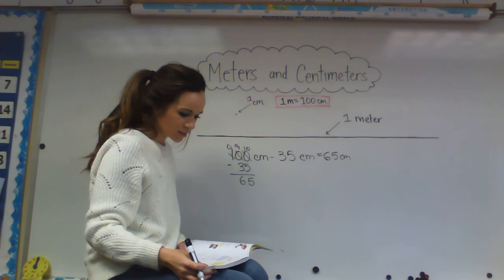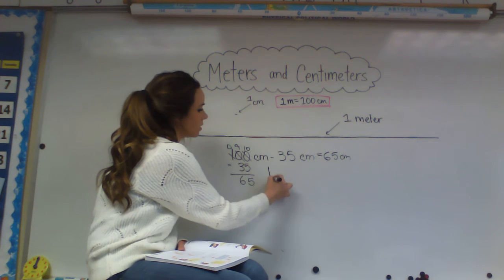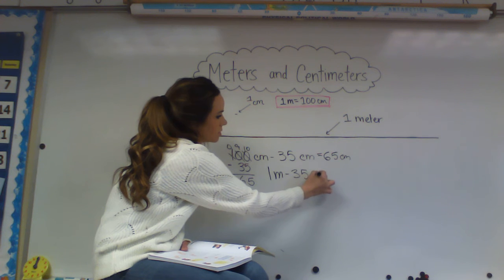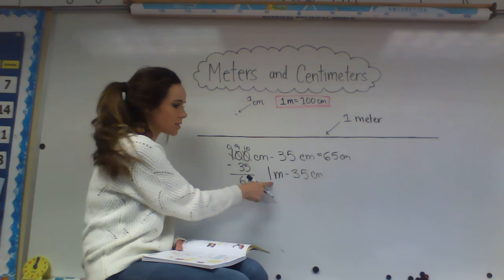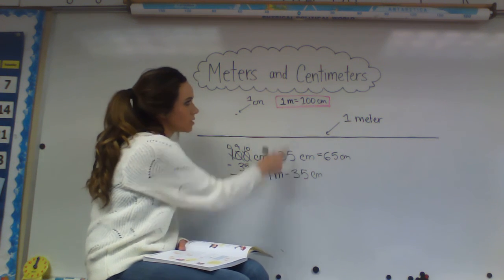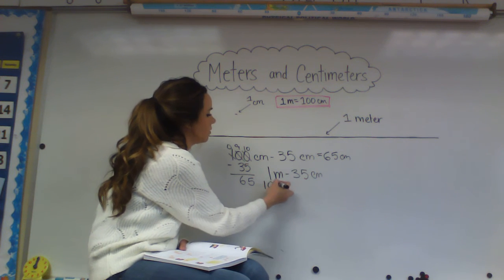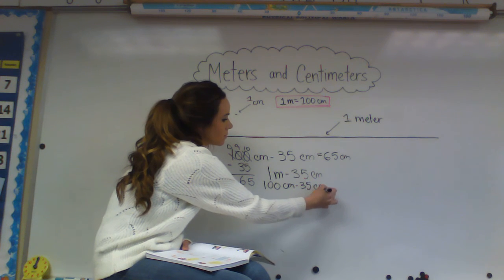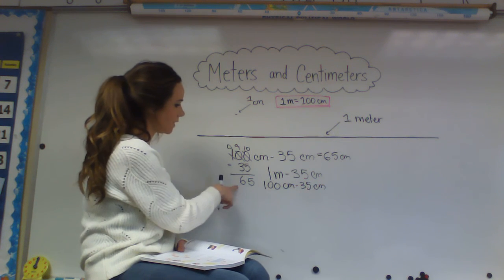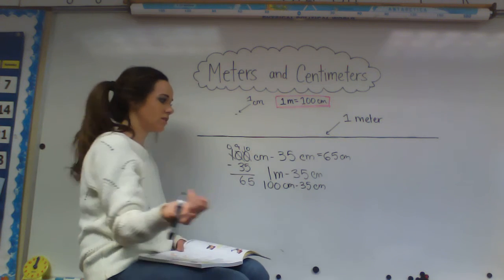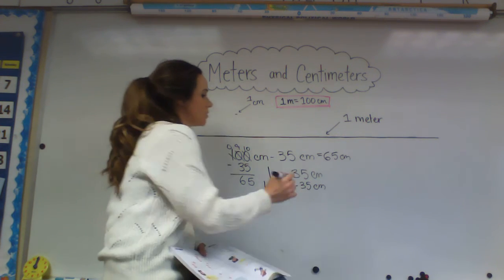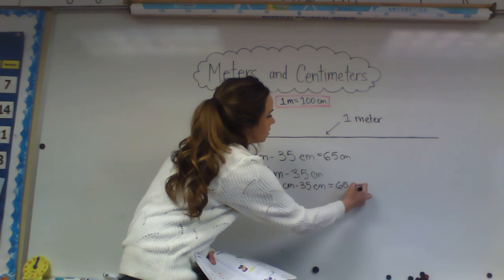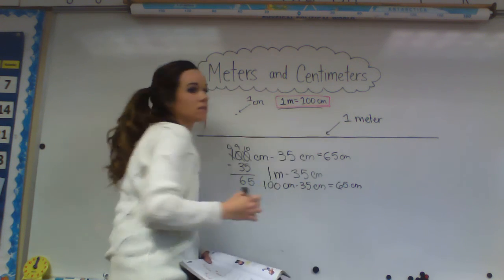But if we were doing something different, we might say 1 meter minus 35 centimeters. So we have to convert this meter into centimeters. So 1 meter is equivalent to 100. So we would do 100 centimeters minus 35 centimeters. Well, we already did that, so then we know 100 minus 35 is 65. So it's just another way to do it. So you want to convert those numbers using this key.